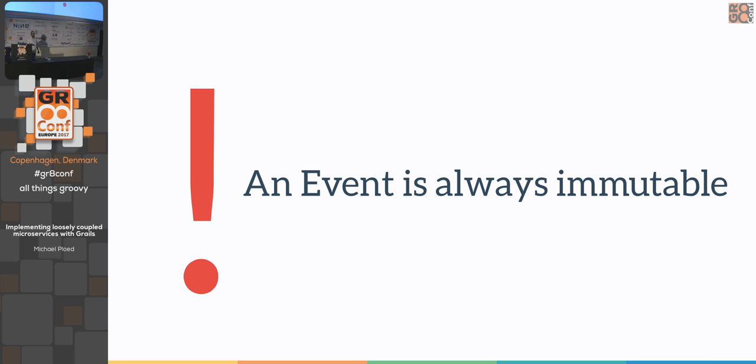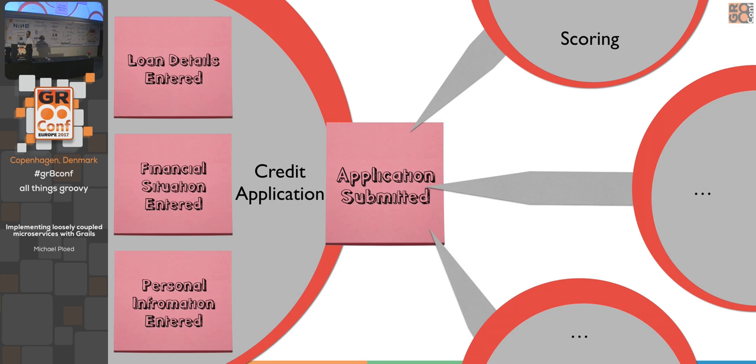An event is also immutable. Just think about Donald Trump got elected into the White House. It's immutable. You can't change it. He got elected, like it or not. And that's the same thing with an event.